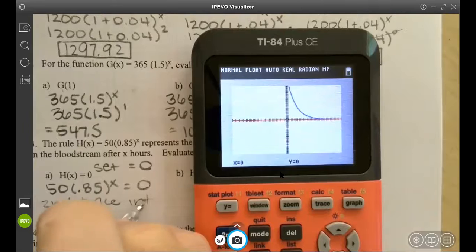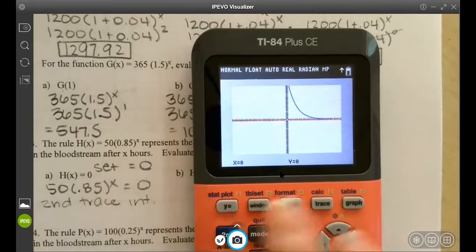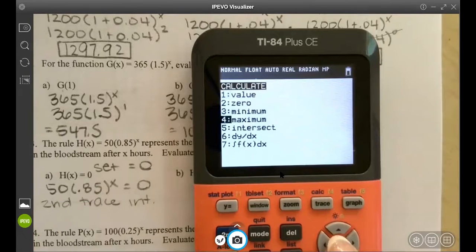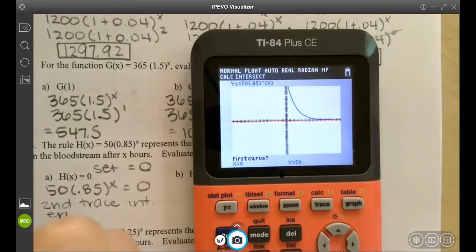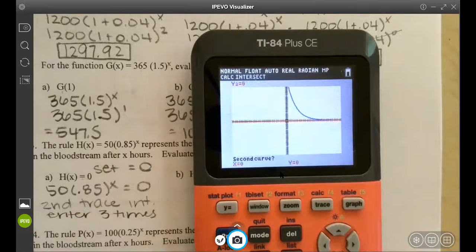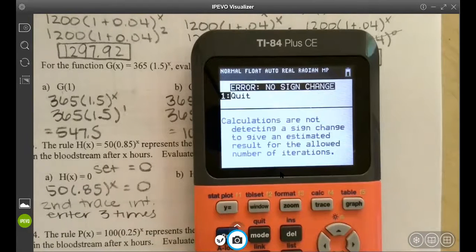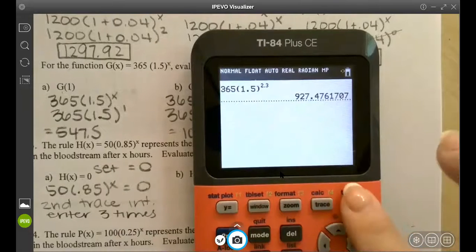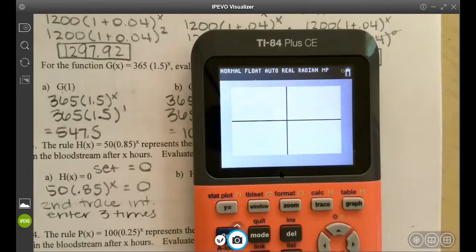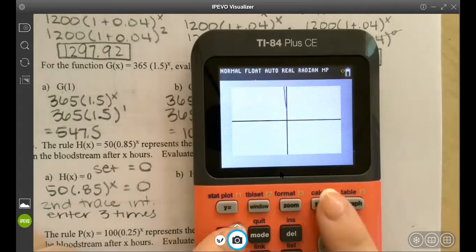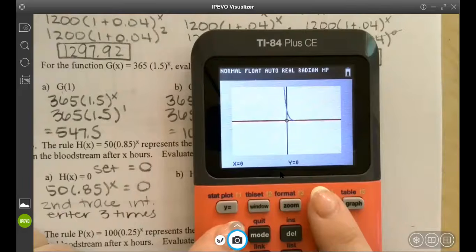When you see the blue line and the red line, you can do second trace intersect. Second is the blue key, trace is up here, intersect is number 5, and you're going to enter 3 times, and it'll give you an answer. Oh, it's not on there. Hold on. Zoom out one more time. And now we'll try it. Second trace intersect.